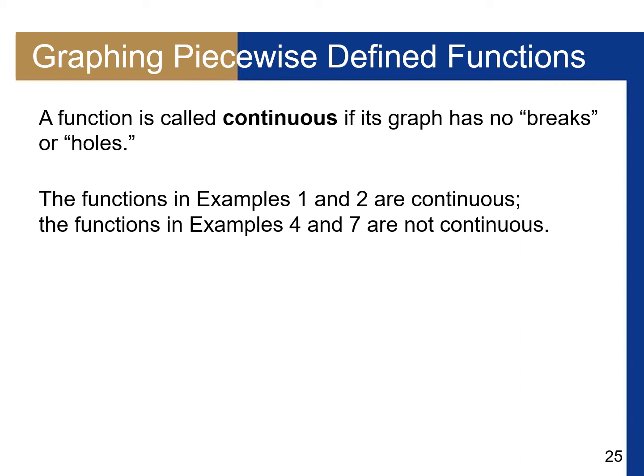Now we're going to take a look at continuous functions. Continuous functions have no breaks or holes in them. So obviously the last function that we looked at, the step function, is not a continuous function because it has some holes in it and it breaks. So examples 1 and 2 were continuous functions, but examples 4 and 7 are not continuous functions. Take a look in your book. Again, go back to your book. Examples 1 and 2 are continuous, 4 and 7 are not.